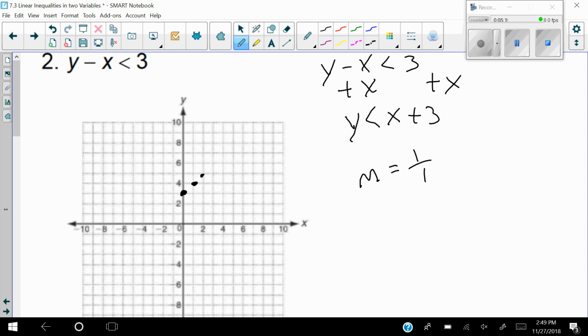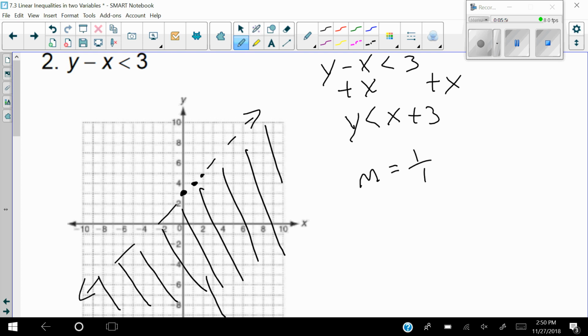So now I have that. And I need to go ahead and figure out what type of line I need. And since it's not an equal to, it's going to be a dash line. So I'm going to make dashes right here, like that. All right, so that's step 2. Step 3 is determine, do I shade below it or above it? Well, since the y is less than, I'm going to shade below it, like so. Any point on this side that's not on the line will be included in this equation.